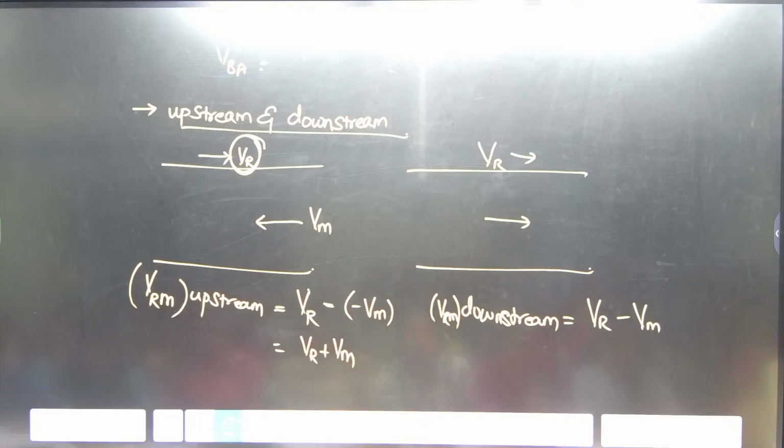Velocity of river and velocity of the man, both are in the same direction. So in this direction, velocity of the river with respect to man will be velocity of the river minus velocity of the man. Here, for the other case, because it is the negative direction, velocity of the river plus velocity of the man you will get. Any doubt?